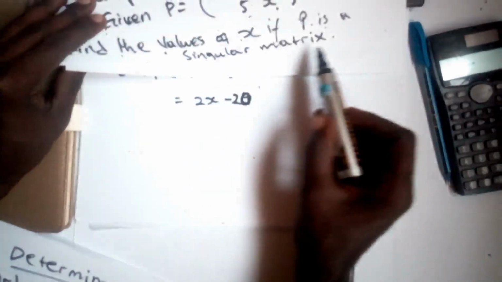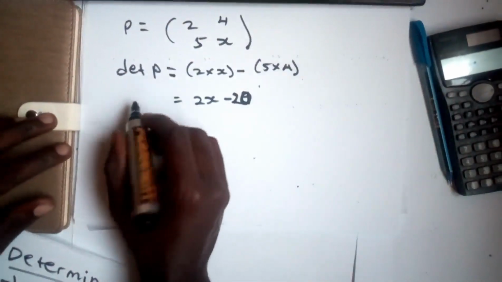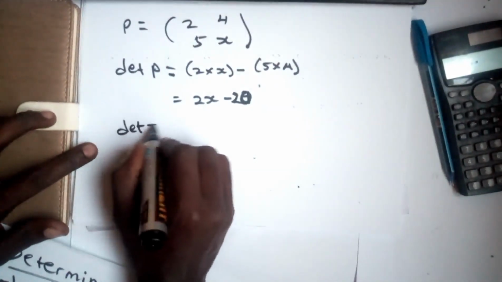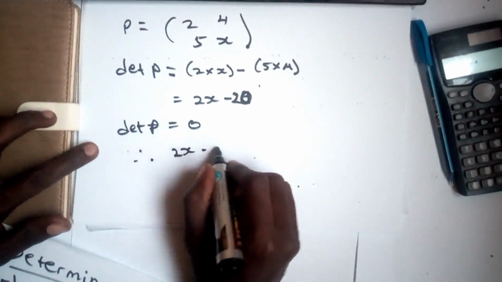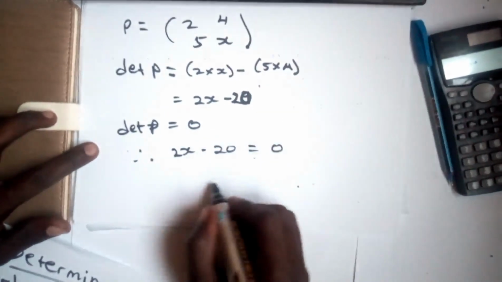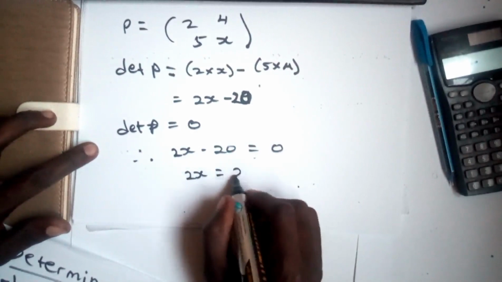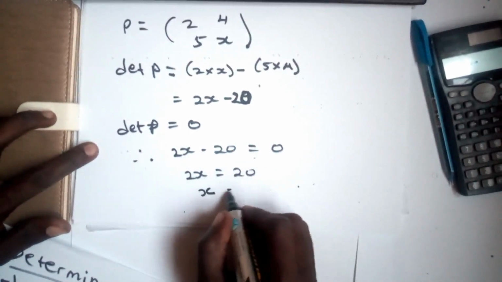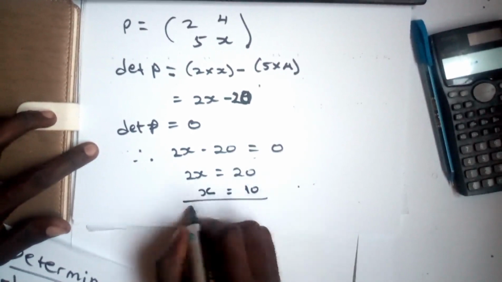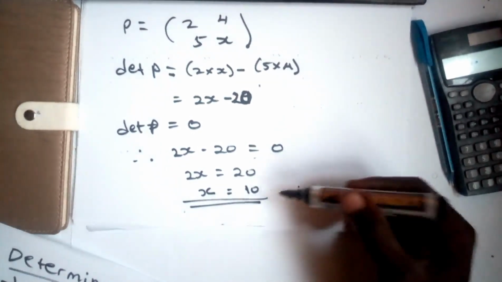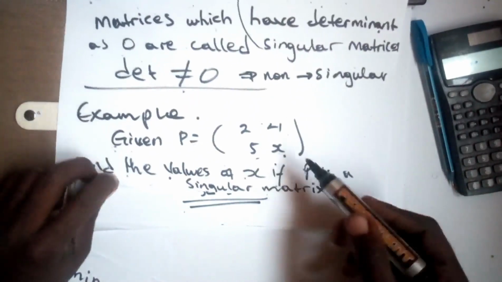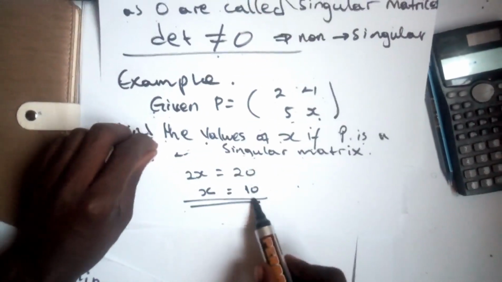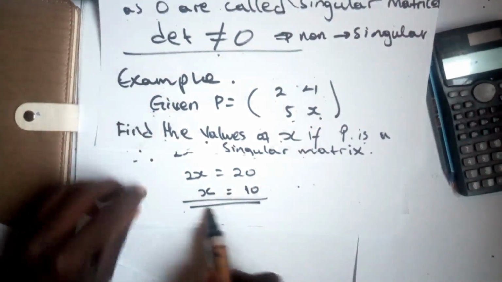But this is a singular matrix, meaning that the determinant of P should be equal to 0. Therefore, 2x minus 20 is equal to 0. 2x is equal to 20. Then x is going to give us 10. Wow. Therefore, the value of x for the matrix P is equal to 10, so long as it's a singular matrix.